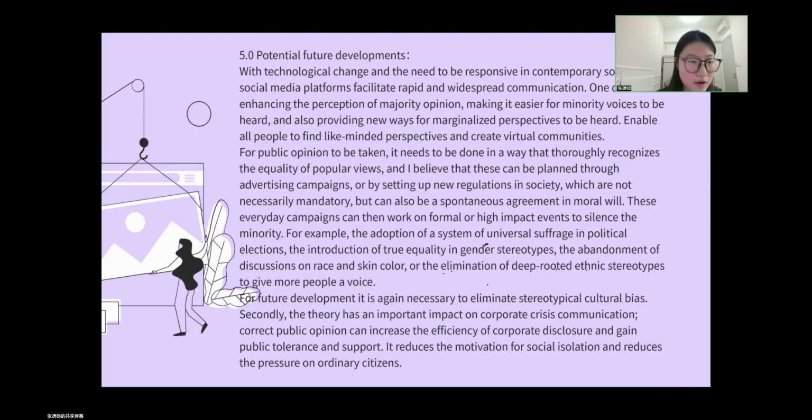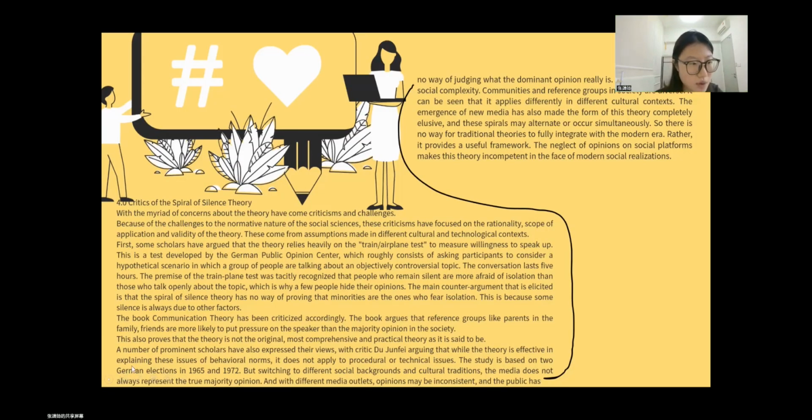Finally, the background of the theory is no longer applicable. It is based on two. When the media did not necessarily represent the minority opinion in the future. It can be seen that with what is happening now.